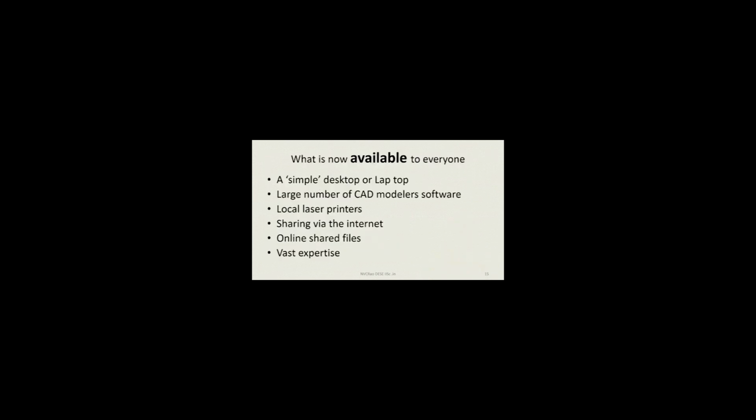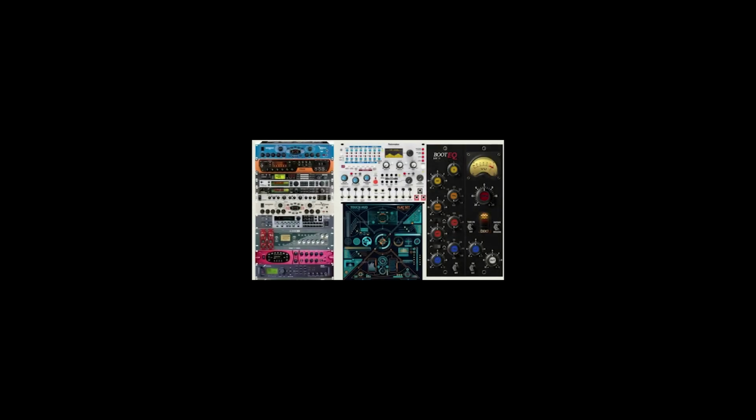This I will skip through a little. A simple desktop or laptop is enough. A lot of free modeling software is available, which I have showed you. Laser printers, meaning paper laser printers, are available. You can share, a huge amount of friends and expertise is available, and any amount of these resources are there on the internet saying how you organize a front panel.